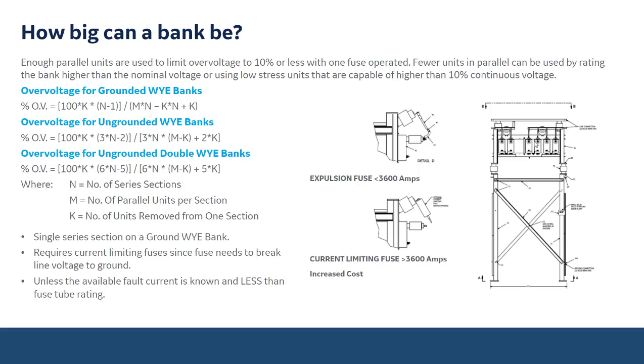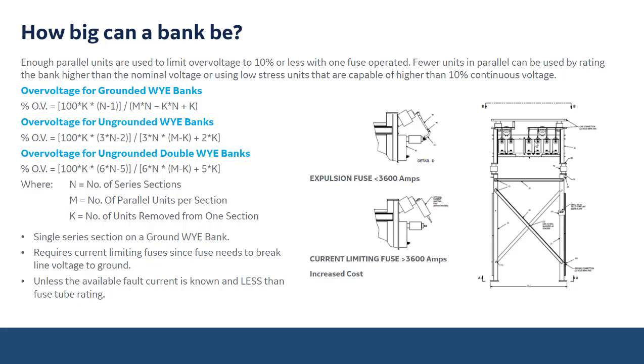Okay, how big can a bank be? Enough parallel units are used to limit the overvoltage to 10% or less with one fuse operated. Fewer units in parallel can be used by rating the bank higher than the nominal voltage or using less stressed units that are capable of that higher than 10% continuous voltage.